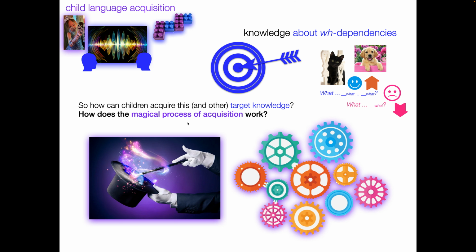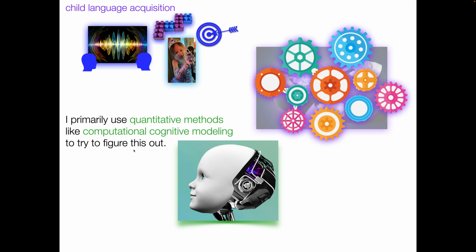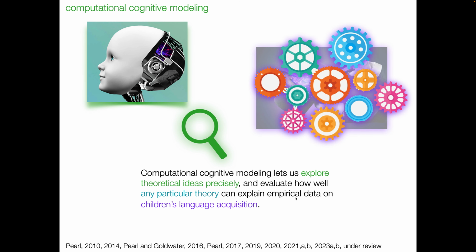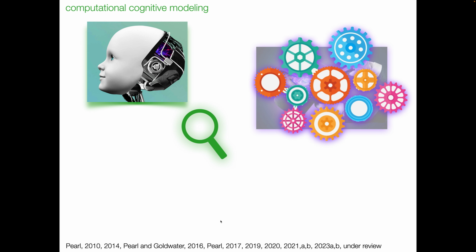I want to know, how does the magical process of acquisition work? And so I primarily use quantitative methods like computational cognitive modeling to try to figure this out. Computational cognitive modeling is a tool, a technique that lets us explore theoretical ideas precisely, and in particular evaluate how well some theory we might have about language acquisition, in my case, can explain empirical data that we know about children's language acquisition.